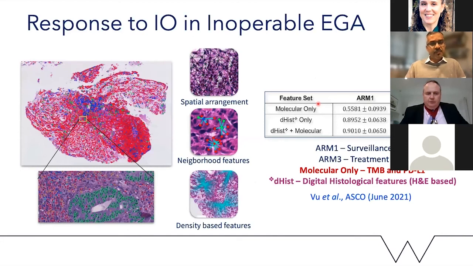This is another joint work that we've done recently with colleagues at ICR, Dave Cunningham's group, on inoperable esophagogastric adenocarcinoma. And here we've shown that these digital histological markers actually can give us better prediction of response to immuno-oncology as compared to your standard molecular features, which are tumor mutational burden and PD-L1 expression. And I think that's also quite interesting.